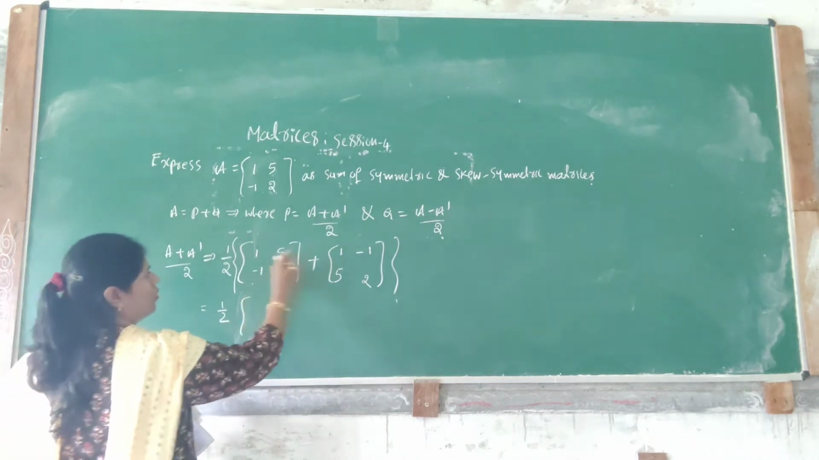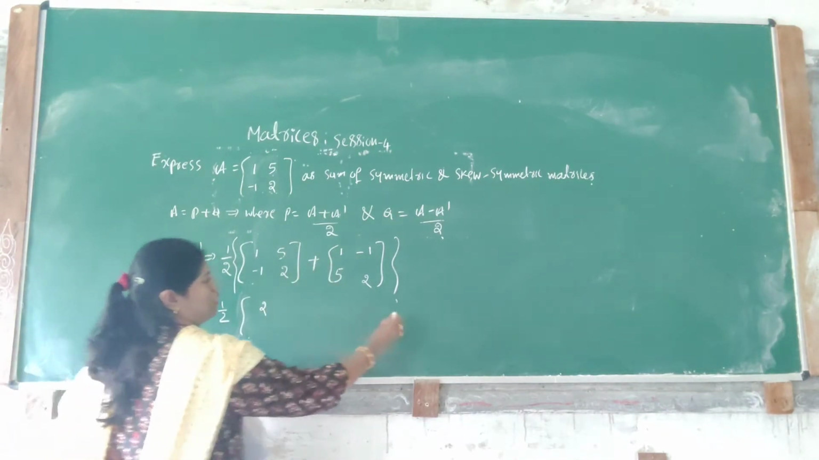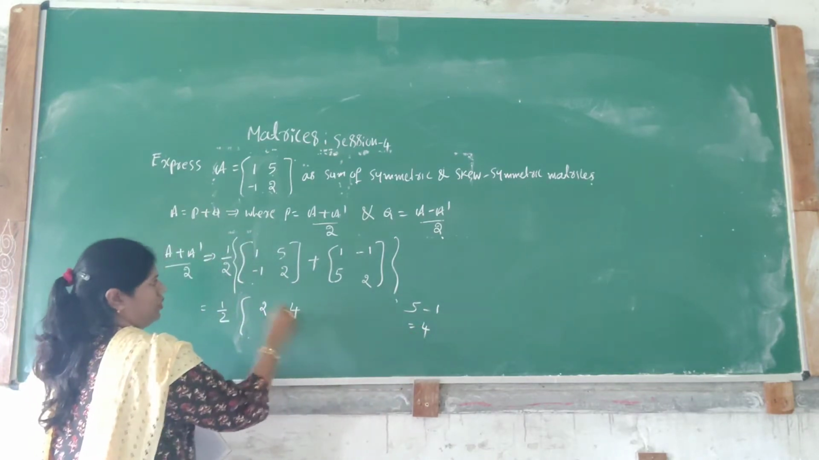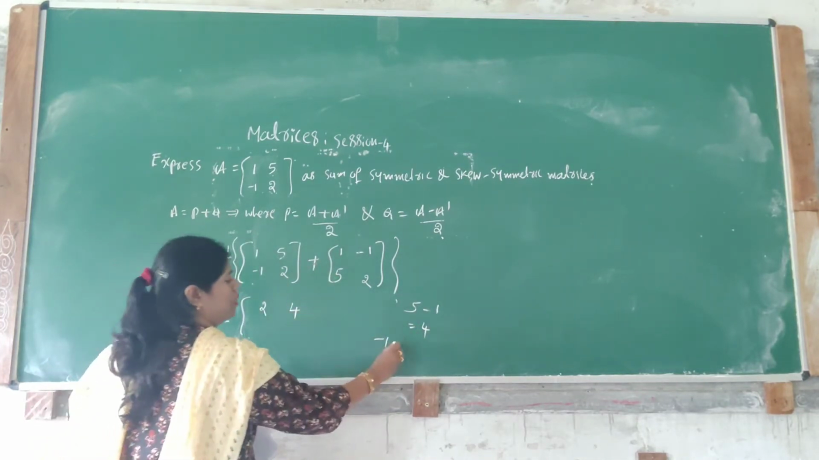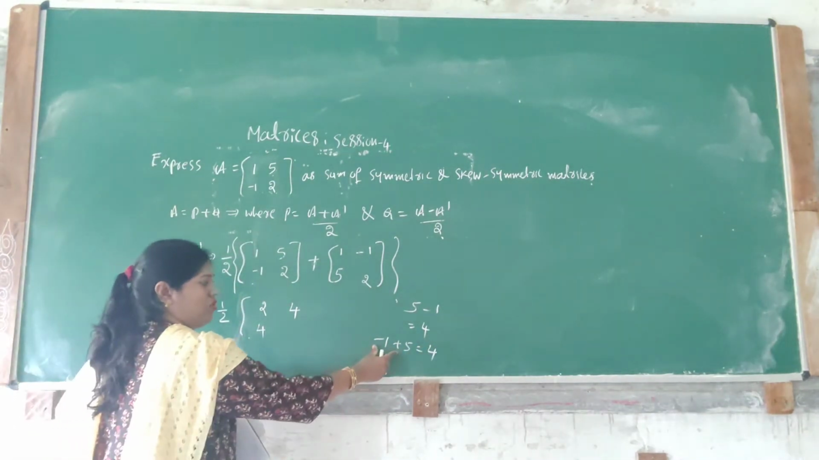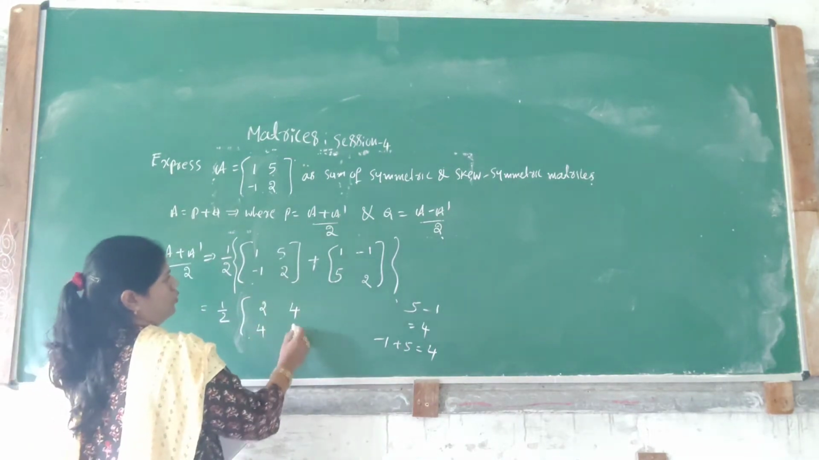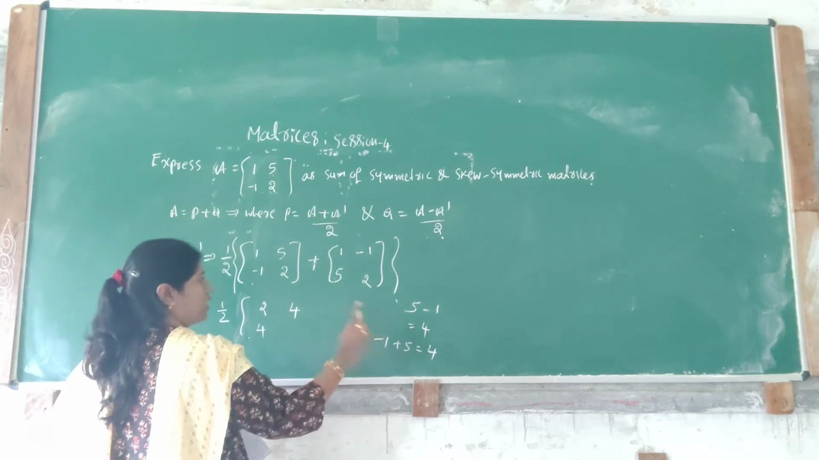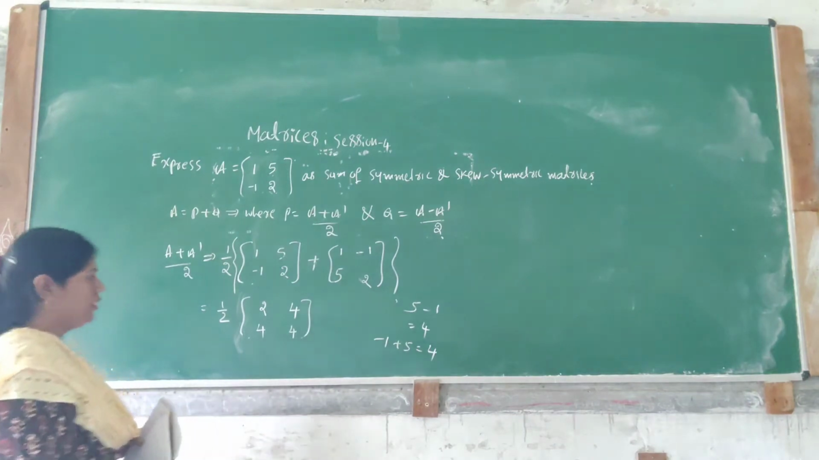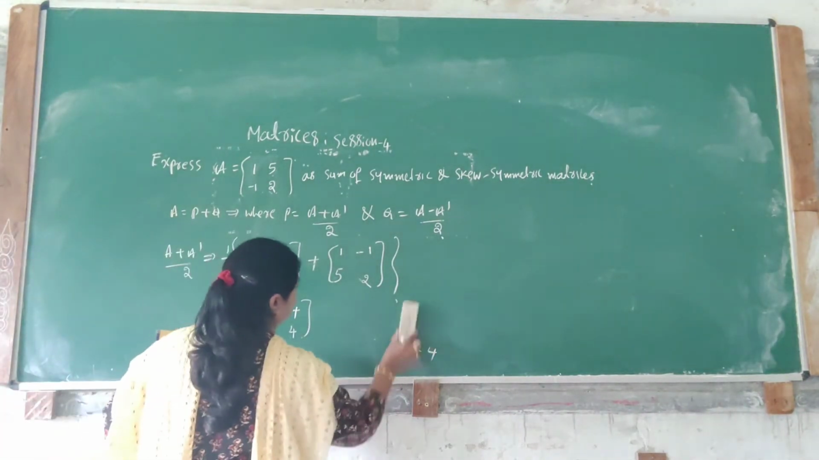This is enough. 1 plus 1 is 2. 5 plus into minus, minus 1, is equal to 4. Minus 1 plus 5, how much? 4. You have to do it like this only, otherwise you are going to write wrong elements. So 2, while it is in minus, we have to write it compulsorily. 2 plus 2 is equal to 4. So the elements are 2, 4, 4, 4.